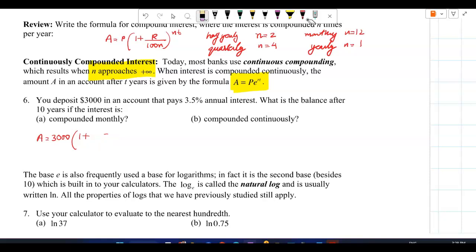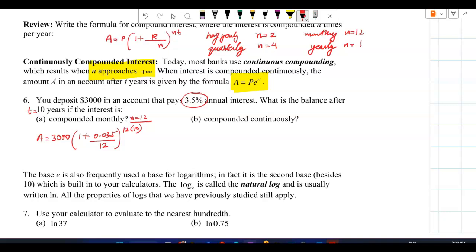Or you know what you can do is, if you don't put this 100, then you should put your rate as 0.035, because it's a percent. So that's what some teachers do. And divided by n, monthly means what will you take for n? 12. And nt is 12 times 10. This is your time. For monthly, n is 12. Then you put it in a calculator and get the answer.